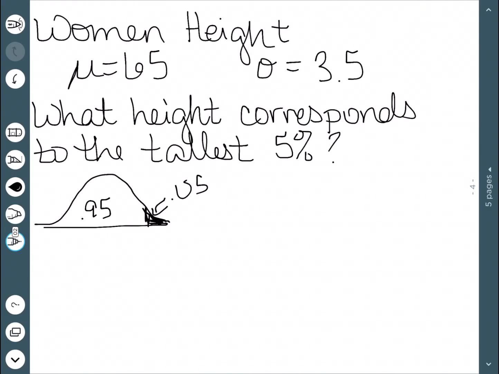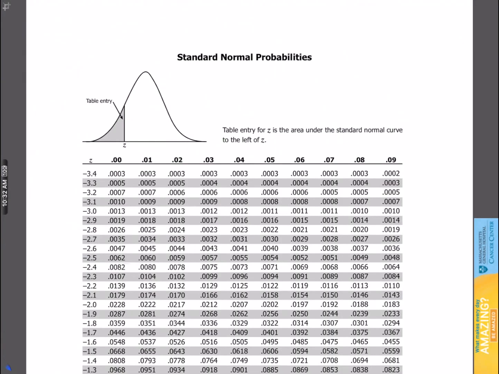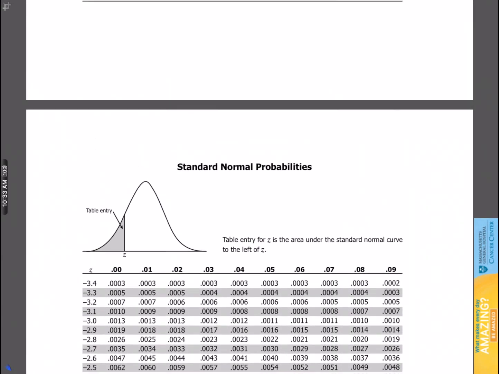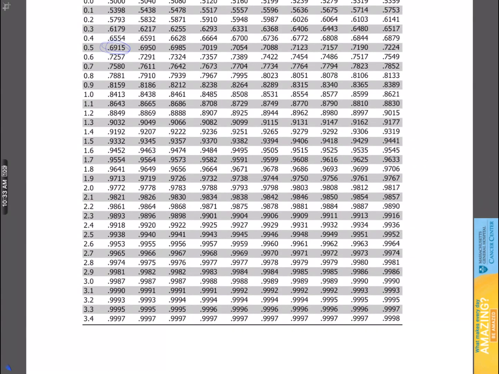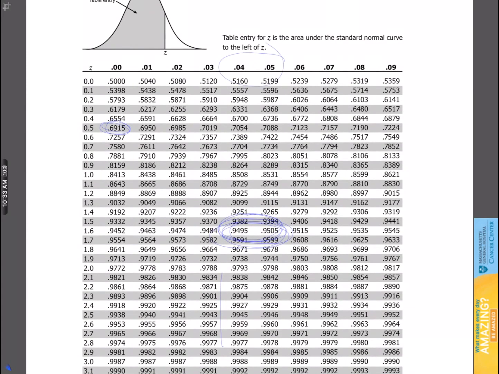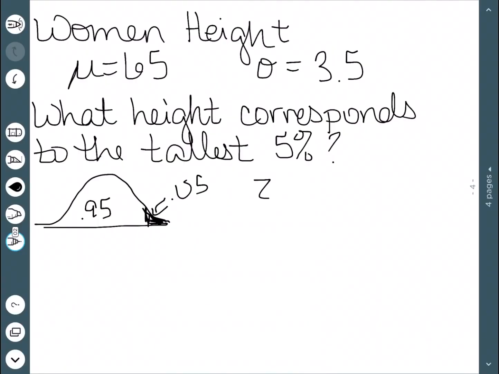So in this case, I'm looking for the z-score. So we need to look up 0.95 in our table. Since the 0.95 corresponds to an area rather than a z-score, we need to try to find 0.95 in the center. And if you look for it, we can find at least something close to it right in here. This is actually halfway between 1.64 and 1.65. Since this was halfway between 1.64 and 1.65, we're going to use 1.645 for our z-score.